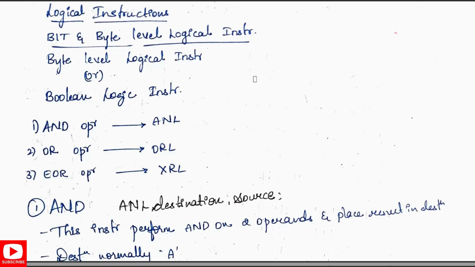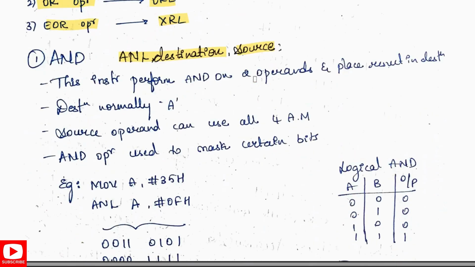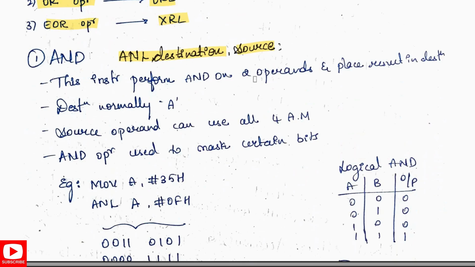Logic and logical instructions: we have bit and byte level logical instructions. First we'll start with the byte level or Boolean logic instructions. We have the AND operation, which we use as ANL, the OR operation as ORL, and the EOR operation as XRL. AND has a general format, ANL destination, source. This instruction performs the AND on the two operands and places the result in the destination. The destination is normally A, and the source operand can use all 4 addressing modes.